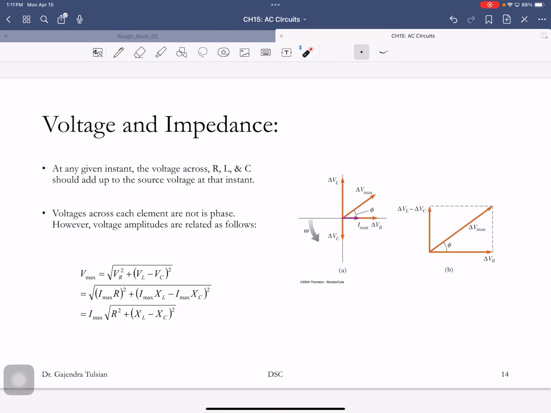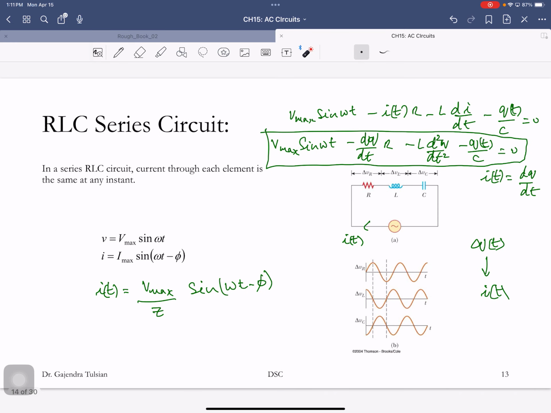The amplitude of the voltage is the square root of VR squared plus (VL minus VC) squared. This is Imax R and Imax XL minus Imax XC. Imax is common, so you pull that out, and Vmax is Imax times this, and that is your Z. So that's one of the things we were interested in.